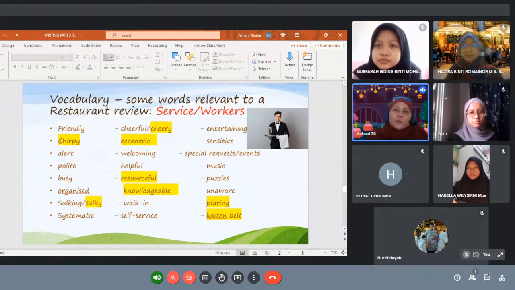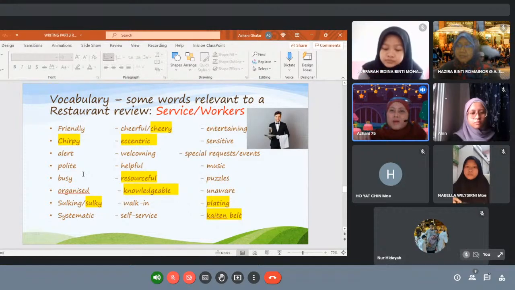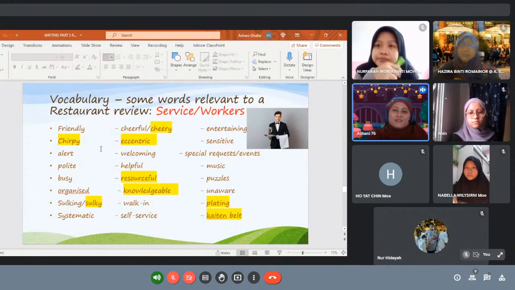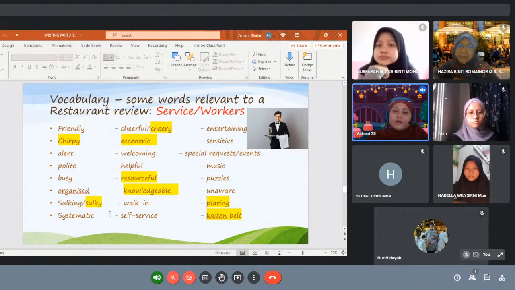Chirpy. When you are welcomed by someone who is chirpy, you feel a bit infected by the person's cheerfulness. You feel happy. But if you're in a bad mood, you might not get infected. You will still be gloomy and sad and angry. Sulky is the opposite of being chirpy. You are frowning. Maybe the worker is having a bad day, so he or she is sulking. Monyok muka, monyok tak ceria. Chirpy tu semua positif.